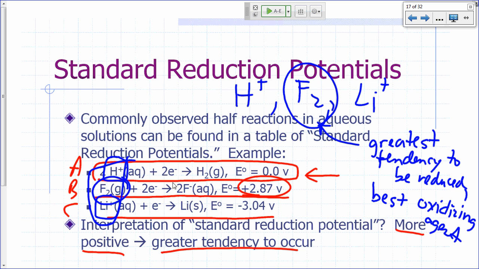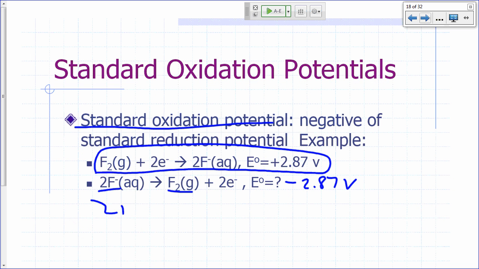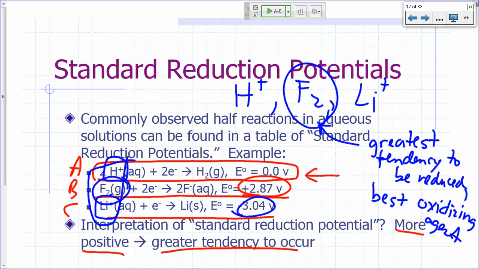Let's say H2. Let's try the other one, lithium. Lithium gives you lithium plus electron. That's written as an oxidation. You won't be able to find any oxidation potentials online or in any handbooks anymore because everything is tabulated as standard reduction potentials. So if I look this up, I'm not going to find it. I'm going to find that the reduction potential of lithium plus is negative 3.04.